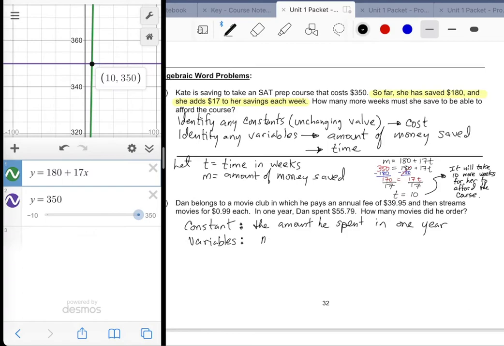All right, so the number of movies ordered, and then the amount of money spent. I was trying to think of a different way to word that because I realized that movies, money, they both have an M, and I wanted to use different variables. But what I can do, we can just go with X and Y.